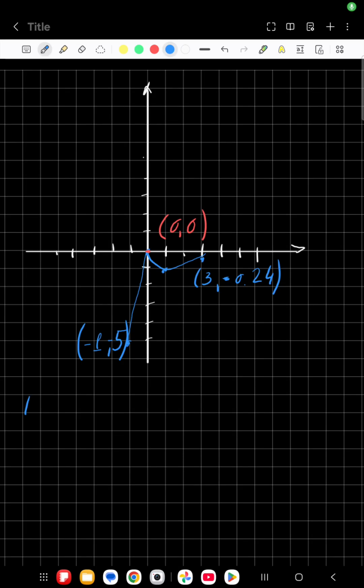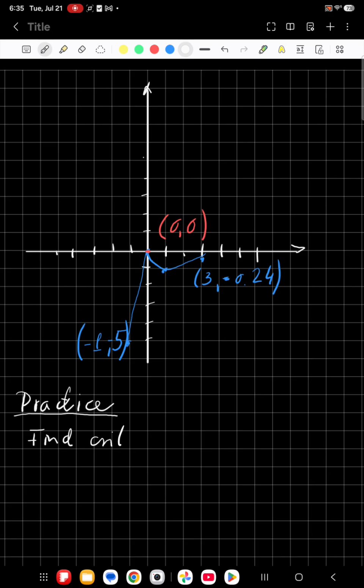Okay, so practice. Let's just make it regular white. Okay, so the first couple is just find critical numbers.